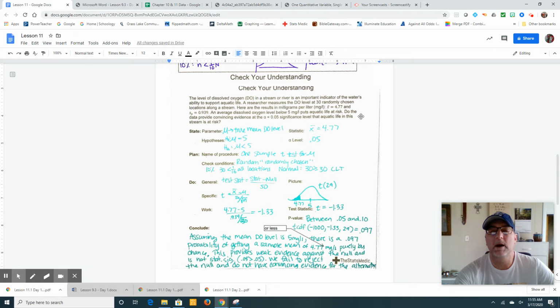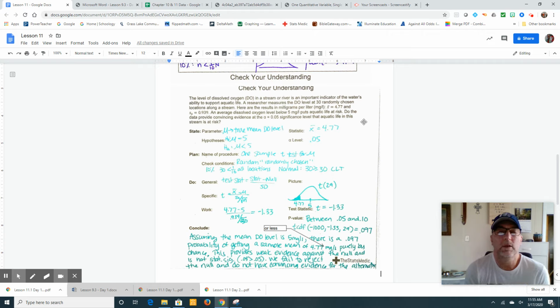So their x bar is 4.77 and the standard deviation is 0.939. And an average dissolved oxygen level below 5 milligrams per liter puts aquatic life at risk. So here they're saying that if we have less than 5 milligrams per liter, aquatic life is at risk. So we're checking to see if it's less than 5 because we want it to be at least 5 or greater than 5. Do the data provide convincing evidence at the alpha equals 0.05 significance level that the aquatic life in the stream is at risk?